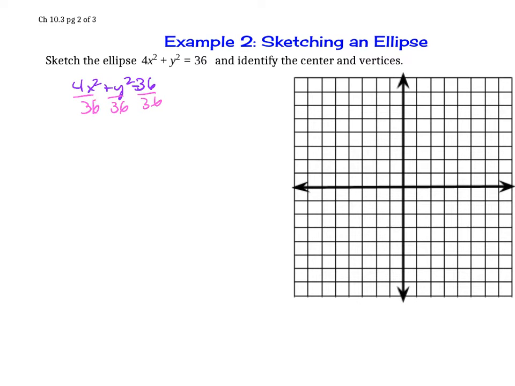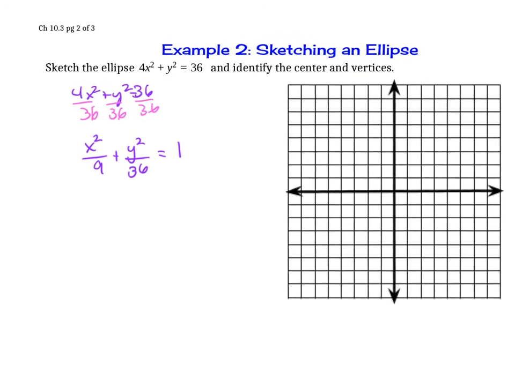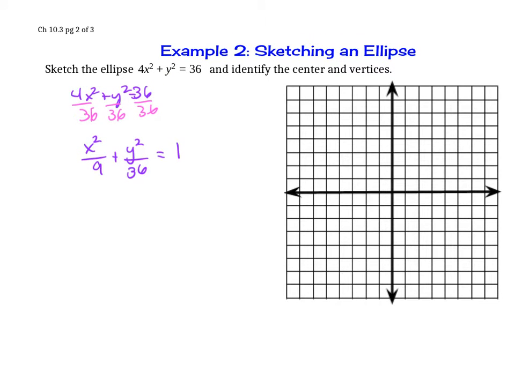And so we are left with x squared over 9 plus y squared over 36 equals 1. So we just simplify it. Now remember, the denominators should be squared, so I'm going to rewrite it: x squared over 3 squared plus y squared over 6 squared equals 1.